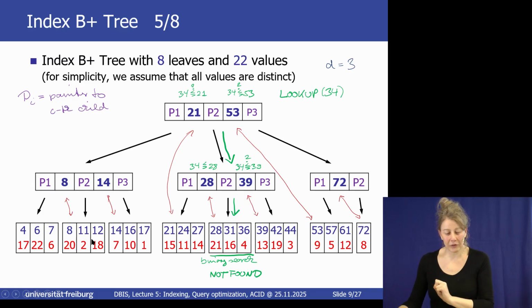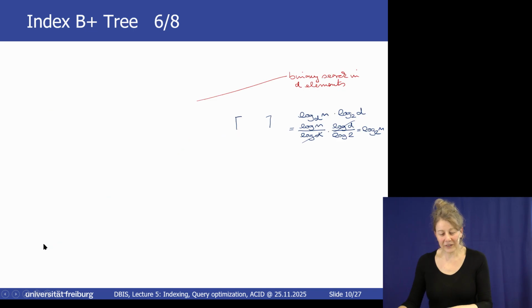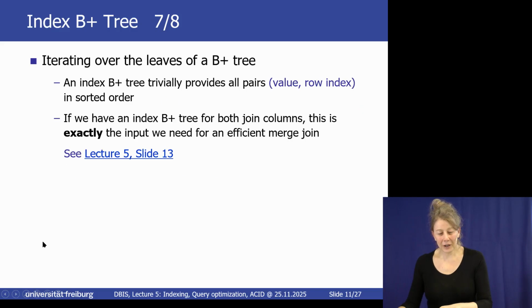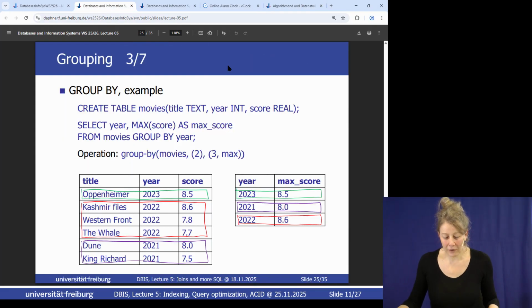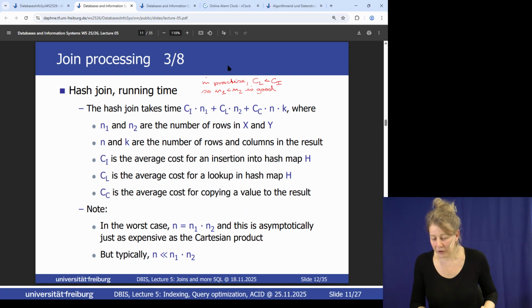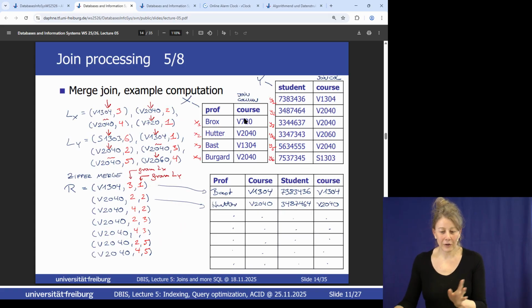These are my leaves. And now I hope you remember what we see here, value, comma, row index, is exactly what we had in lecture 5, slide 13. Let's just go to slide 13. This is what we had for the merge join, right? We had here value, comma, the row from which this value comes. This is exactly what we had. So here it's even for an example. I hope you remember that.